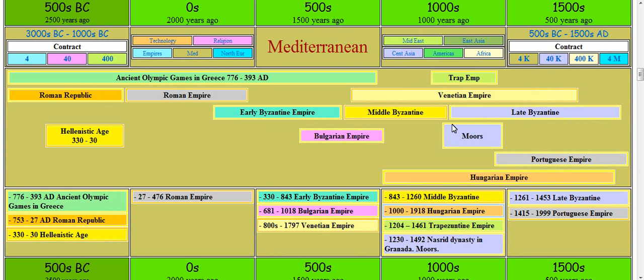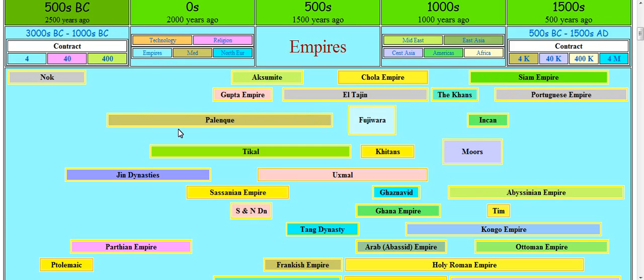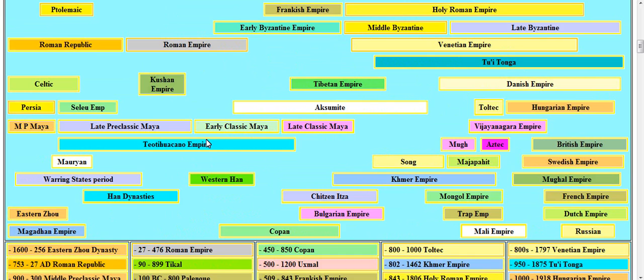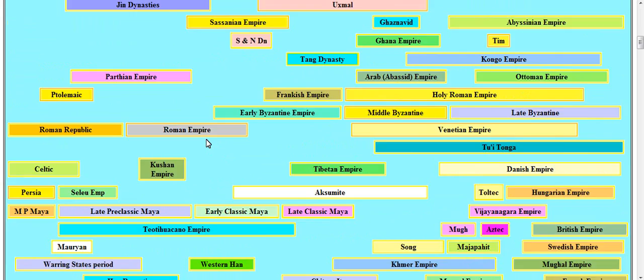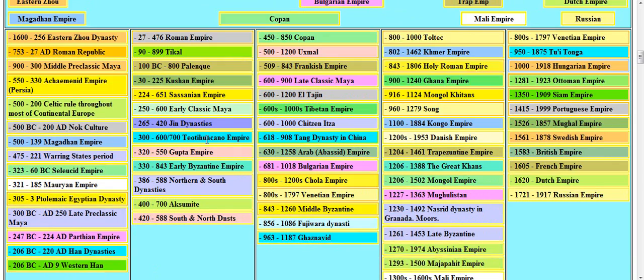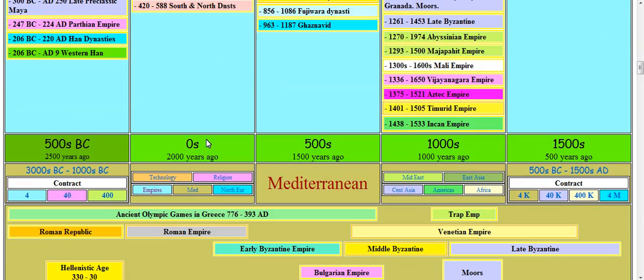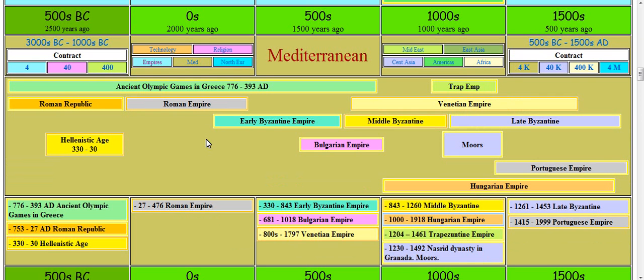So here's the entire Byzantine Empire. Here's the Roman Empire and the Roman Republic. So the Roman Empire kind of replaced by the Byzantine Empire, with the Venetian Empire lasting its amount of time. So then you look at the empires. Here's all of the empires in that 500-year period. See their relationship with one another, and then the information color-coded there.